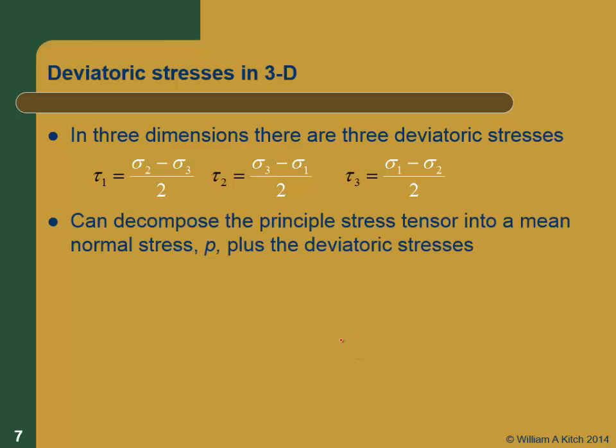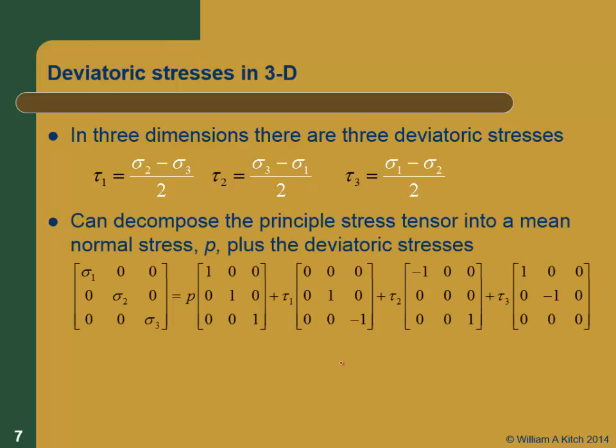So we can decompose the principal stress tensor into the mean normal stress, the pressure, times an identity matrix, plus tau 1 times the Kronecker delta between y and z, x and z, tau 2 times the delta between x and y, and then tau 3 between z and y, and between z and x.